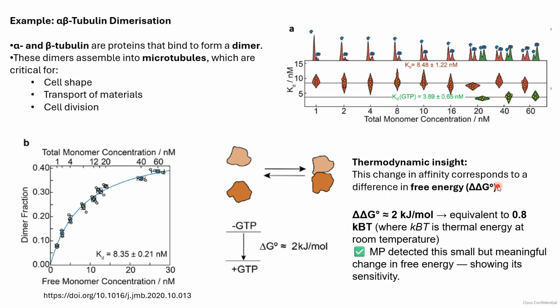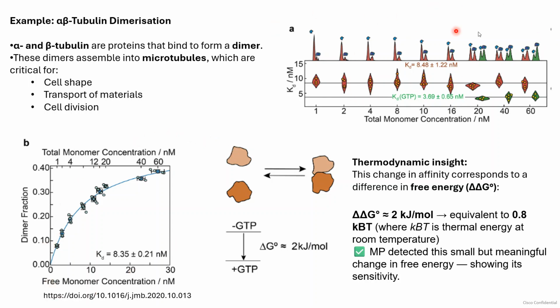The second case study is alpha and beta tubulin dimerization, a very well-known example, which forms a dimer and then assembles into microtubules, which are critical for cell shape, transport of material, and cell division. This alpha and beta tubulin dimer formation can be resolved by mass photometry. The scientists increased the concentration of the monomer unit, and they saw that with time and increasing concentration, dimer formation also increases.